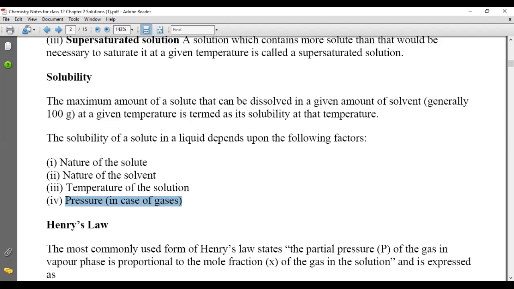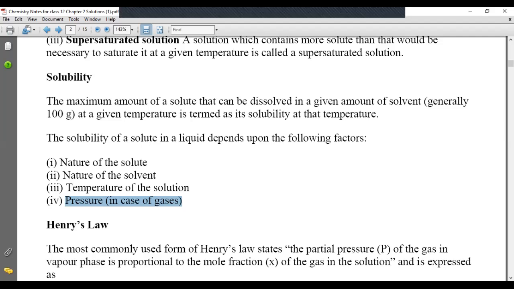Another definition of saturated solution is also given in NCERT. The solution which is in dynamic equilibrium with undissolved solute is known as saturated solution. In this stage, an equilibrium is established. That is, we can say there is a dynamic equilibrium between undissolved solute and saturated solution. So this is all about saturated and unsaturated solution.